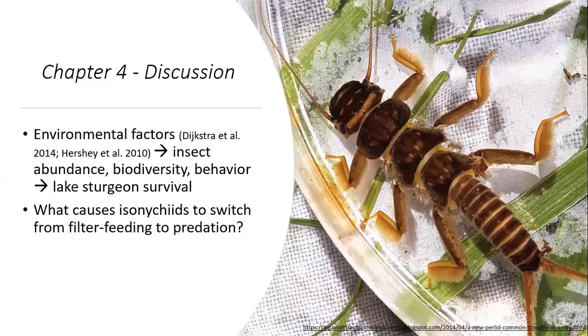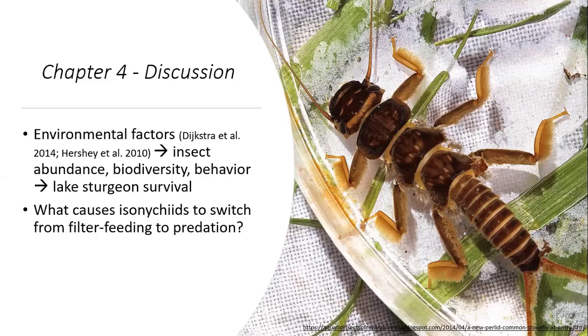So aquatic insects are really interesting because they're extremely responsive to changes in the environment. Things like water quality, habitat disturbance, and temperature are going to impact aquatic insect abundance, biodiversity, and behavior. And all of those, as we saw, are going to change lake sturgeon survival and lake sturgeon phenotypes. So essentially, lake sturgeon are experiencing direct effects of environmental factors, but they also are going to experience indirect effects of changes in the environment through interactions with these other species.